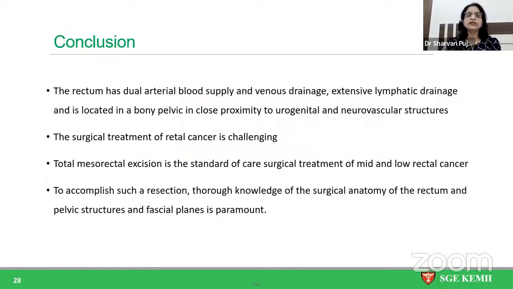Thus, to conclude, the rectum has a dual arterial blood supply, dual venous drainage, and extensive lymphatic drainage. In fact, 3 arteries, 3 veins, and dual lymphatic drainage. It is located in the bony pelvis surrounding various important urogenital and neurovascular structures. The surgical treatment of the rectum is challenging, with total mesorectal excision as the standard of care. And to achieve this, good and thorough knowledge of the surgical anatomy of the rectum is of paramount importance.